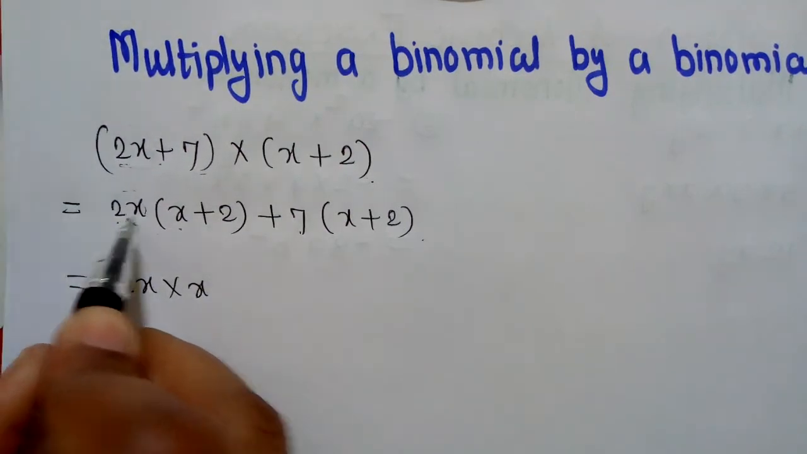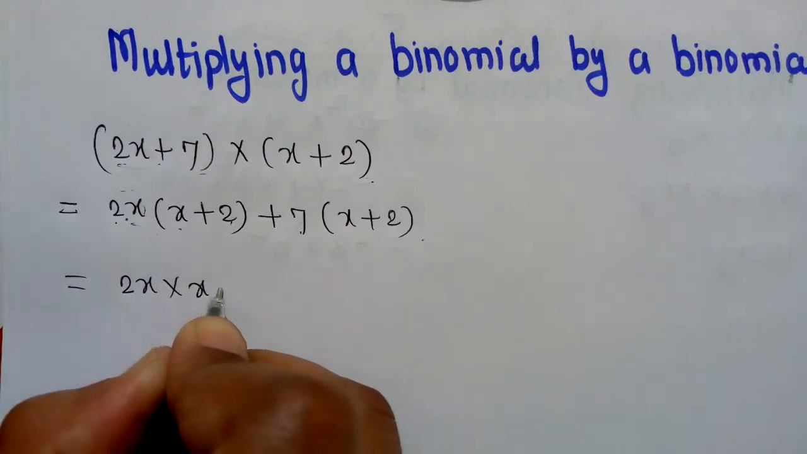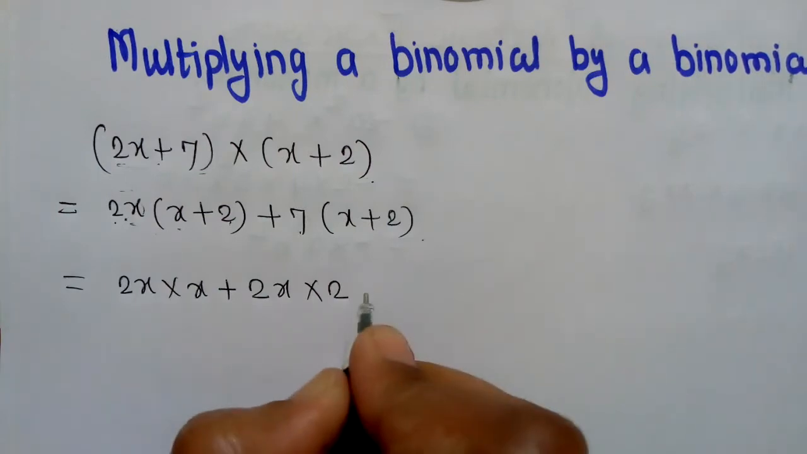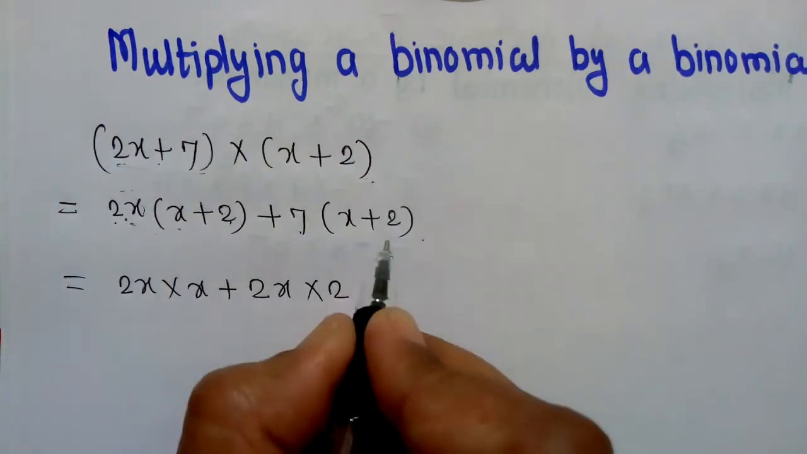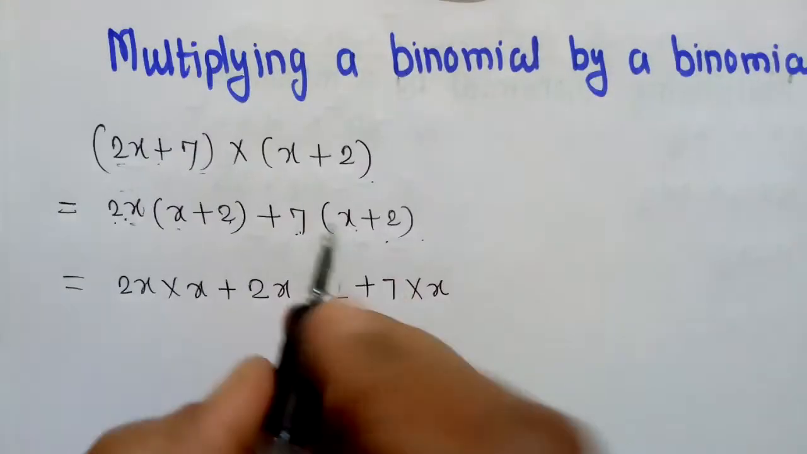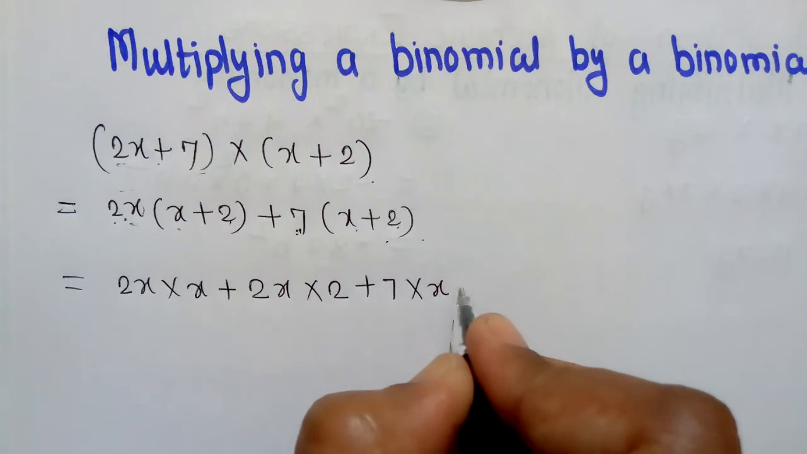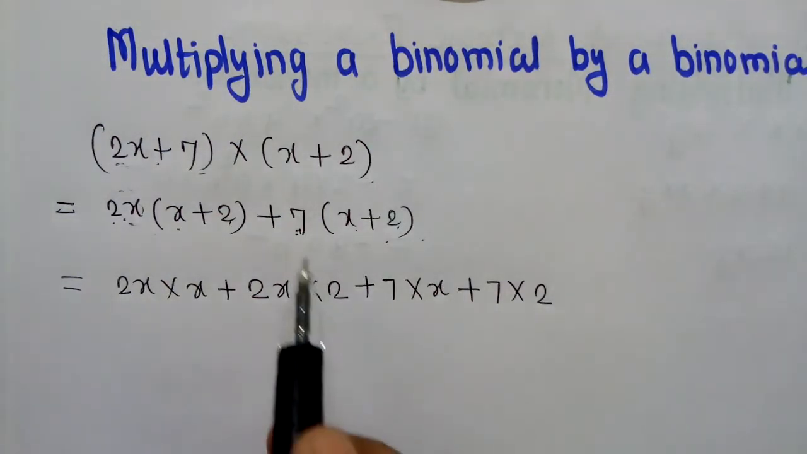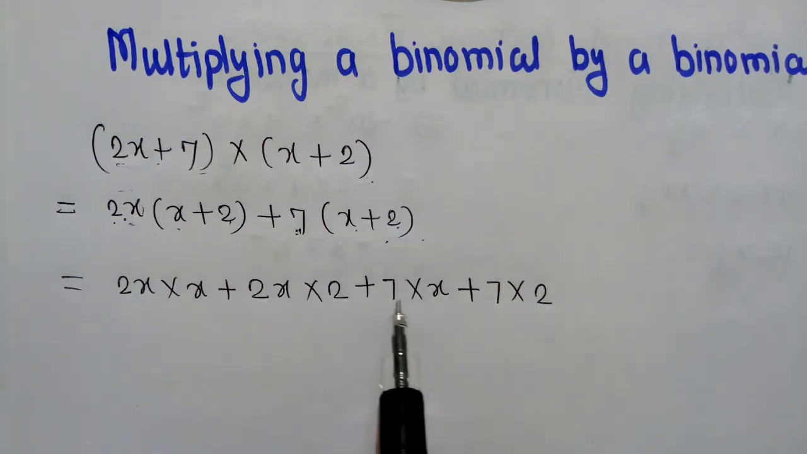Again this 2x to this 2. So it will be 2x into 2. Then this one we will do 7 into x. So plus 7 into x, and then 7 into 2. So it will be plus 7 into 2. So here you have seen that every time we have to take every term with sign. Now here all positive signs are there. In another example we will see negative signs, and how to do it then. Okay, so with signs you have to take.